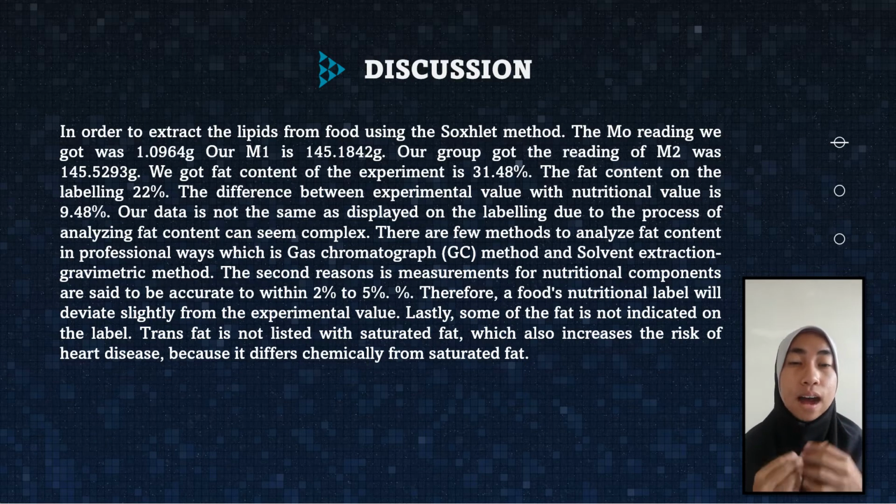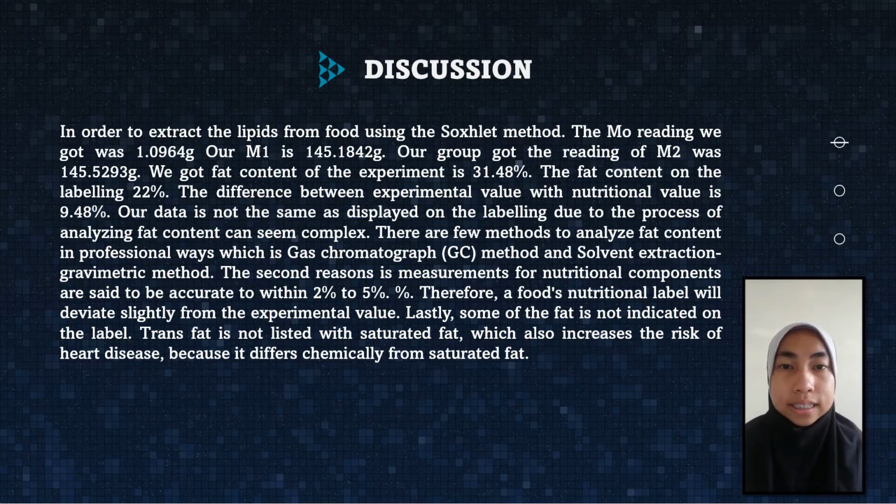So for our experiment, first we find M0. What is M0? M0 is the 1 gram of our sample. How do we find our gram? We use an analytical balance. We take 1 gram of our sample, which is Half Cent. The reading that we got is 1.0964 gram. The second step is we find M1.